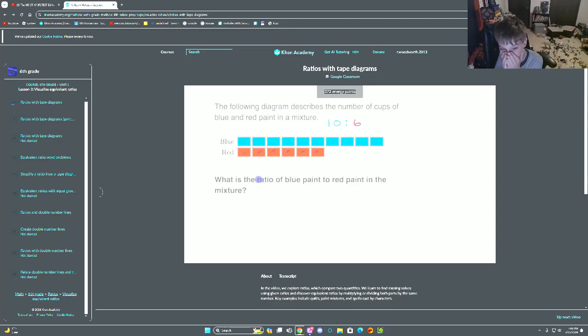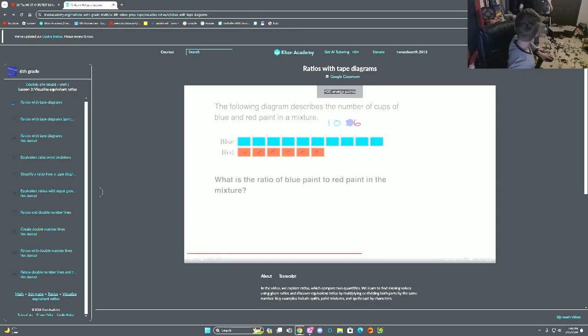So this would be a legitimate ratio, a ratio of 10 cups of blue paint for every 6 cups of red paint. But this isn't in, I guess you could say, lowest terms or most simplified terms, because we can actually divide both of these numbers.